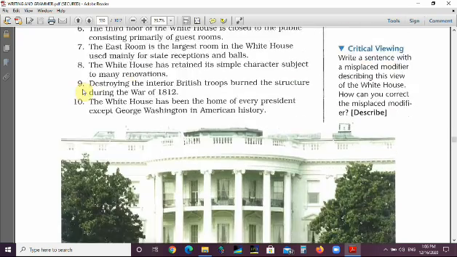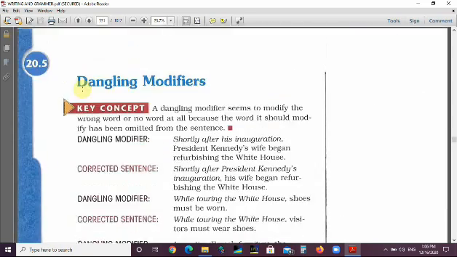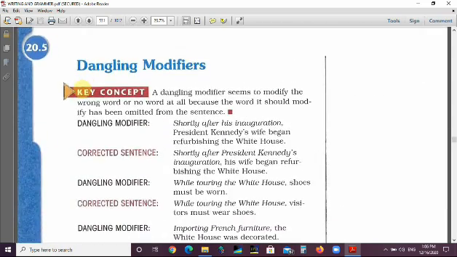Let's move on to the second part of the lesson, dangling modifiers. A dangling modifier seems to modify the wrong word or no word at all, because the word it should modify has been omitted, left out from the sentence. Dangling modifier: Shortly after his inauguration, President Kennedy's wife began refurbishing the White House. The correction: Shortly after President Kennedy's inauguration, his wife began refurbishing the White House.